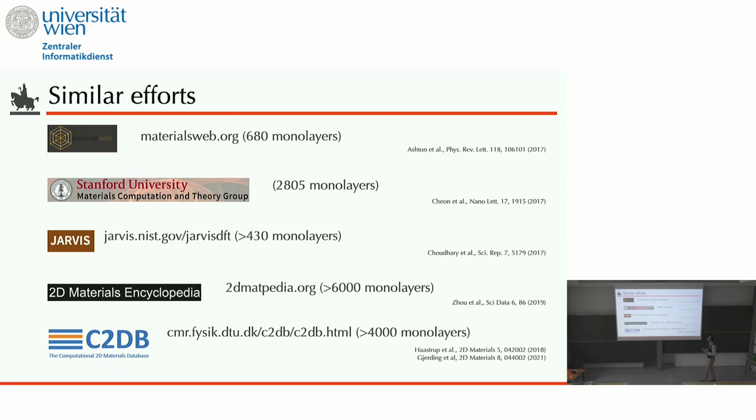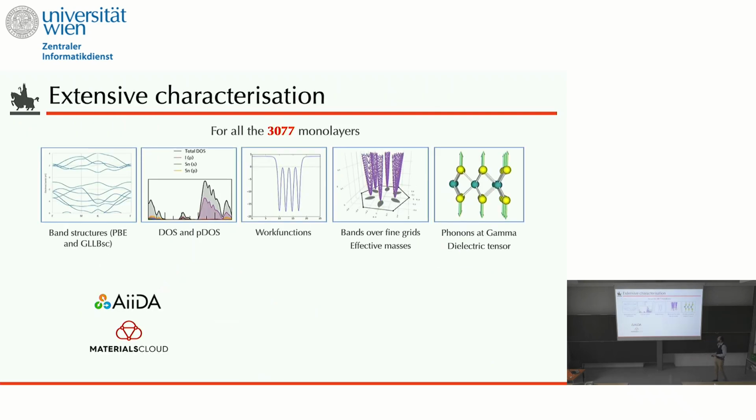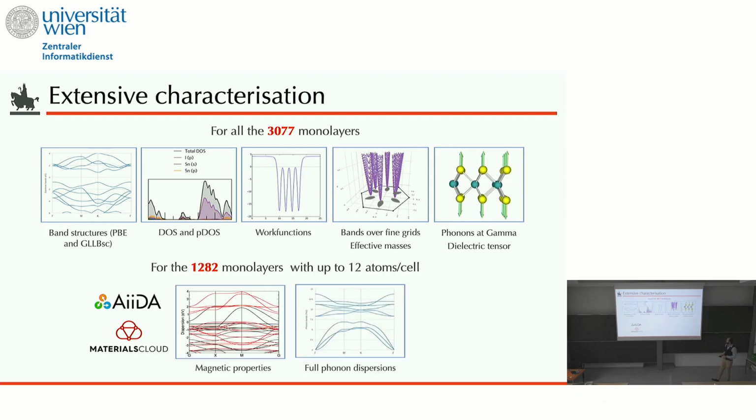Okay, maybe this is not comprehensive, but you see that this means we have thousands of 2D materials available to play with. Of course, not all of them are magnetic, but now that we have them, we can start looking for properties, and among these, of course, we are interested in magnetism. So for our 3,000 materials, more or less, we have started computing a bunch of properties, and for some also the magnetic ones that we want to discuss today.